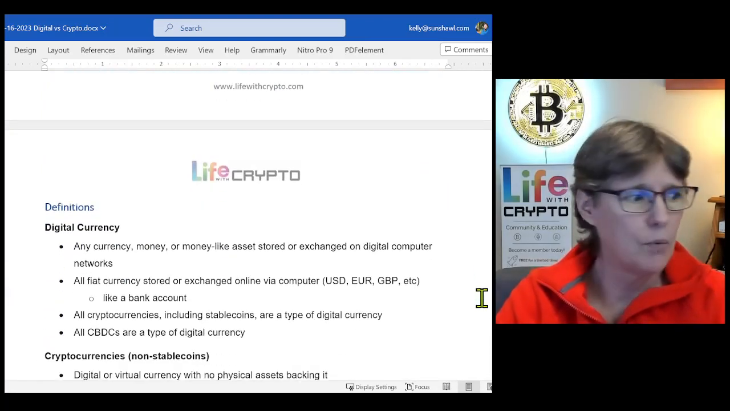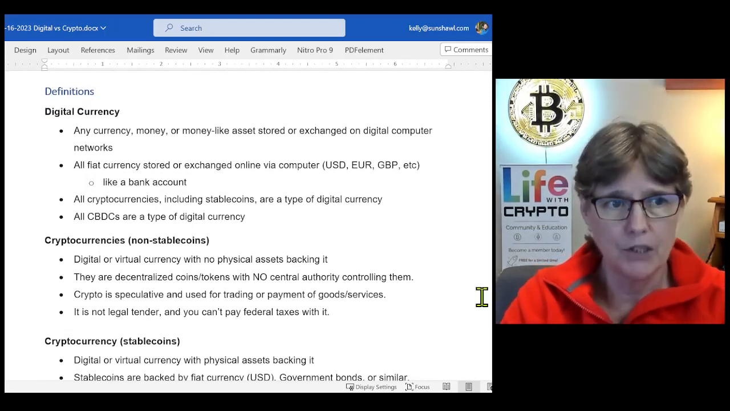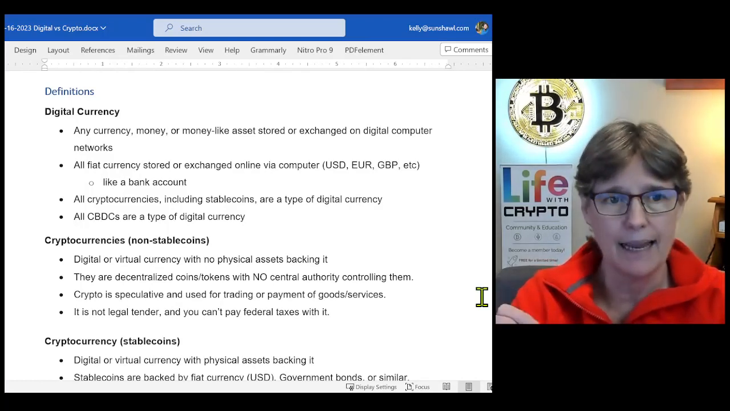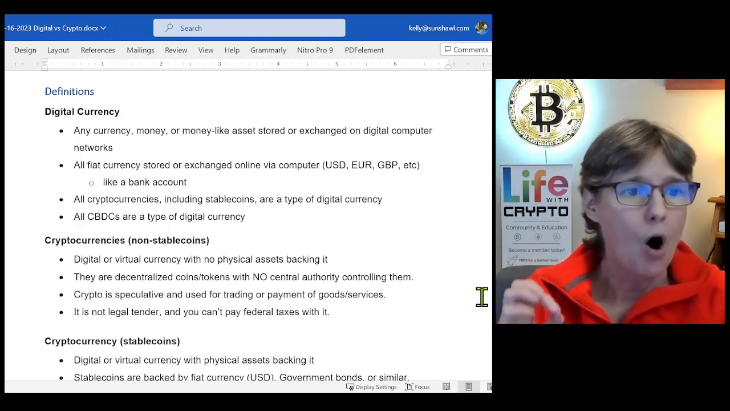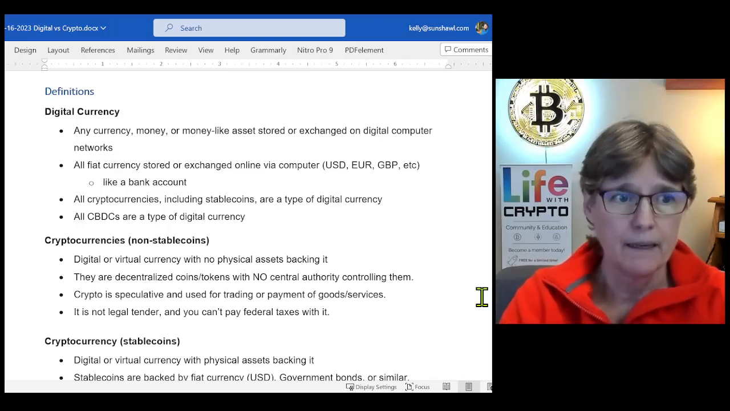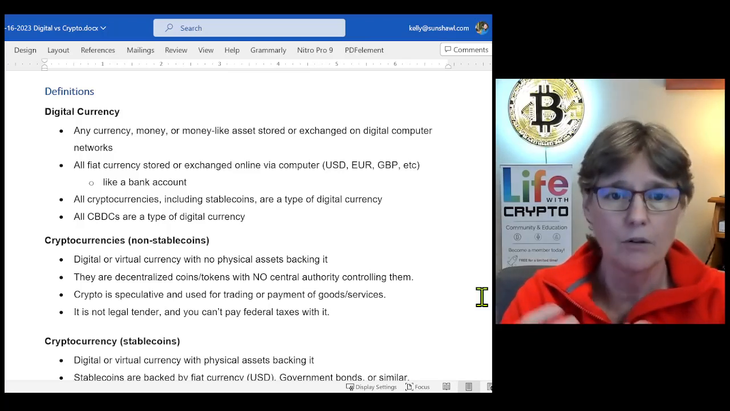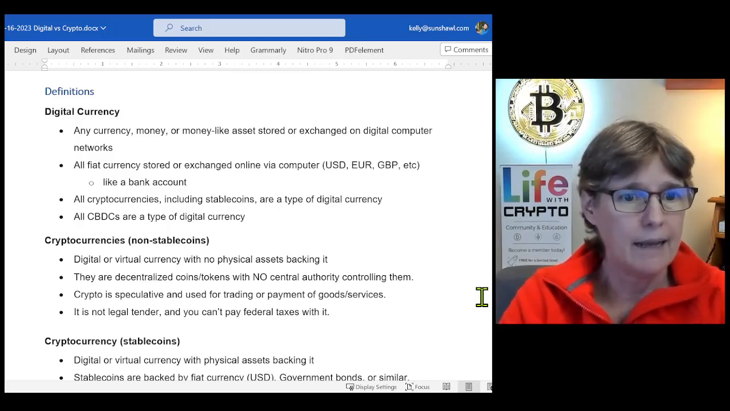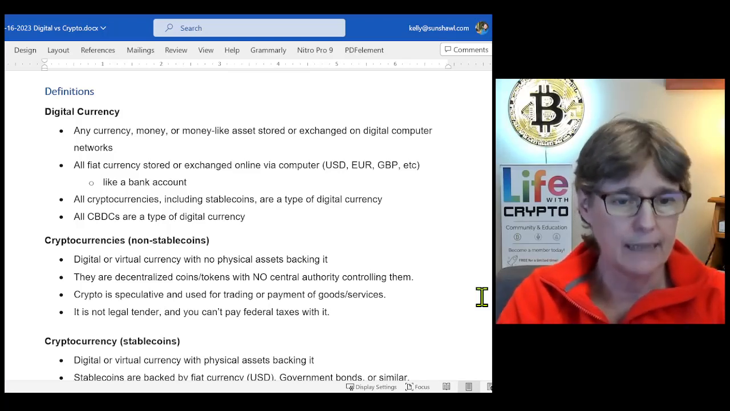Okay, now I'd like to go into some definitions. The definition of a digital currency is any currency, money, or money-like asset stored or exchanged on digital computer networks. All fiat currency stored or exchanged online via computer is considered a digital currency. As we just talked about, that would be your US dollar, your euro, your pound, your Japanese yen, your yuan, whatever. Those are generally accessed via your bank account. That's a single ledger.